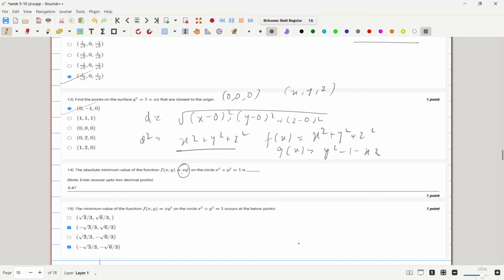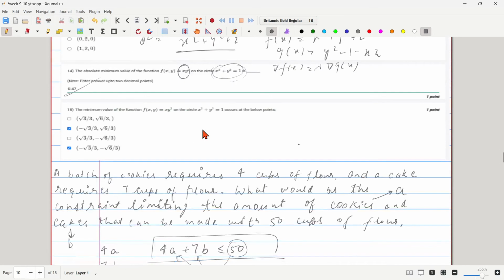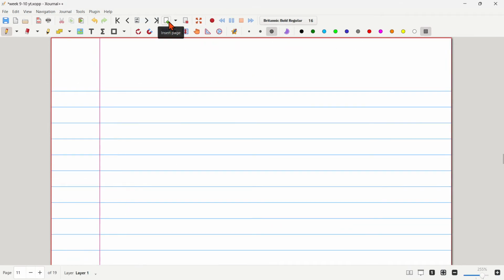See, this is your function, this is your constraint. Do the same: gradient of f(x) is equal to lambda times gradient of g(x). Find the critical points, find the value of lambda, put it in the constraint function, and you will get your minimum value as 0.47. Okay. Or should I do this? Let's do this. We have enough time.